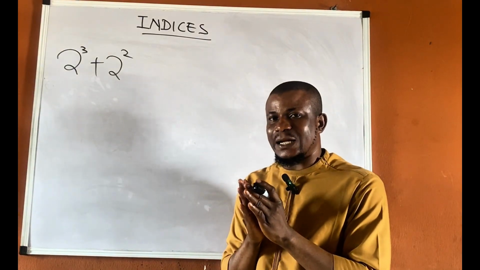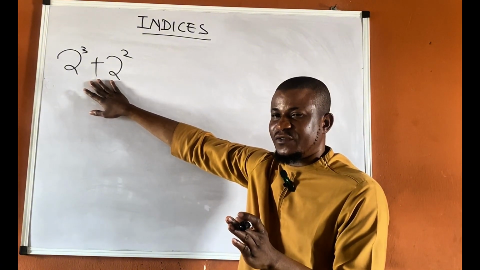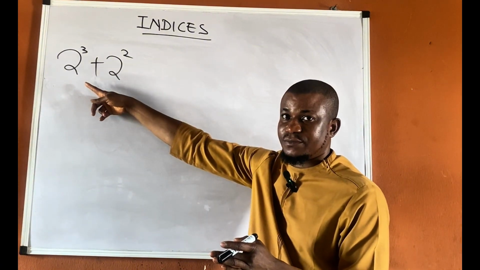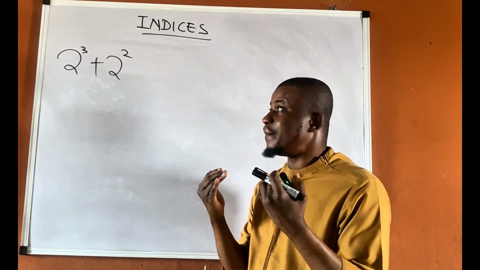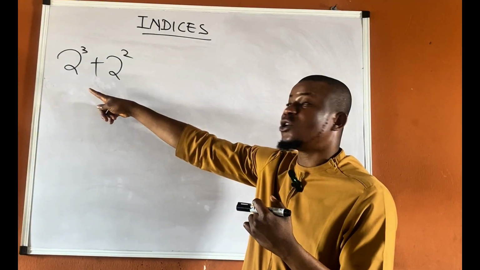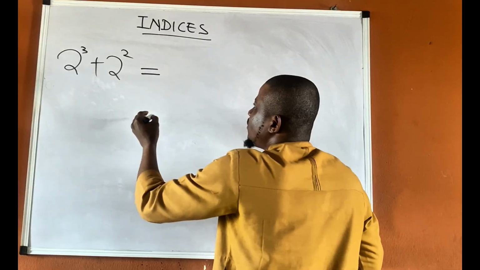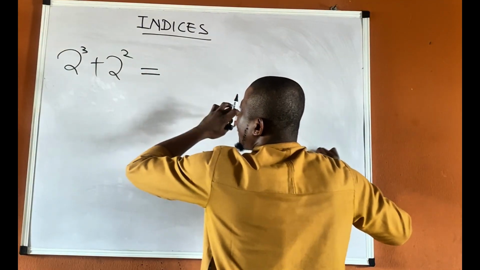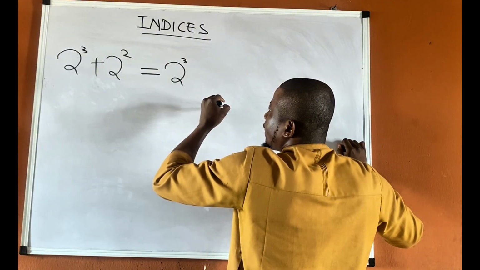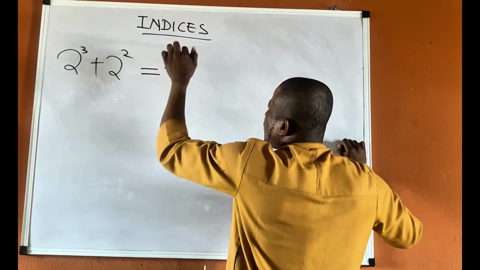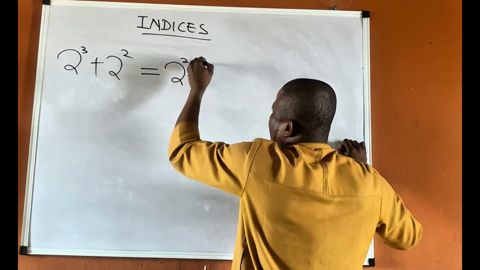There is no direct law of indices governing this, or governing when you have a minus. But you can use your mathematical knowledge to know how to transform this. If I have a problem like this, I know that this is the same thing as 2 to power 2 times 2 to power 1.